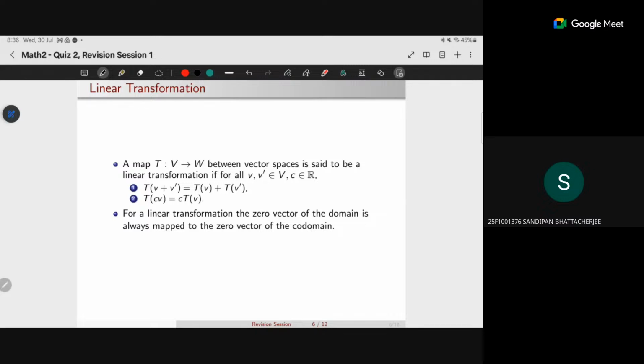So if I add 2 vectors and then take the image, it's the same as taking the image of the 2 vectors and then adding them. It does not matter in what order you do it. Similarly, for scalar multiplication, you can scale a vector and then take its image, or take the image of the vector and then scale it. In both cases, you'll get the same answer. So a function between 2 vector spaces that satisfies both these conditions is called a linear transformation.